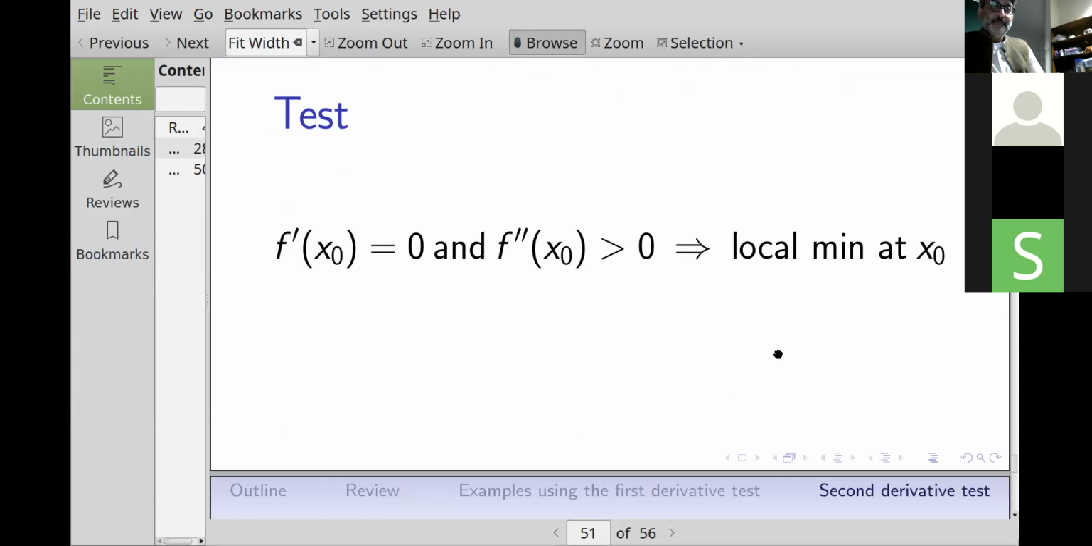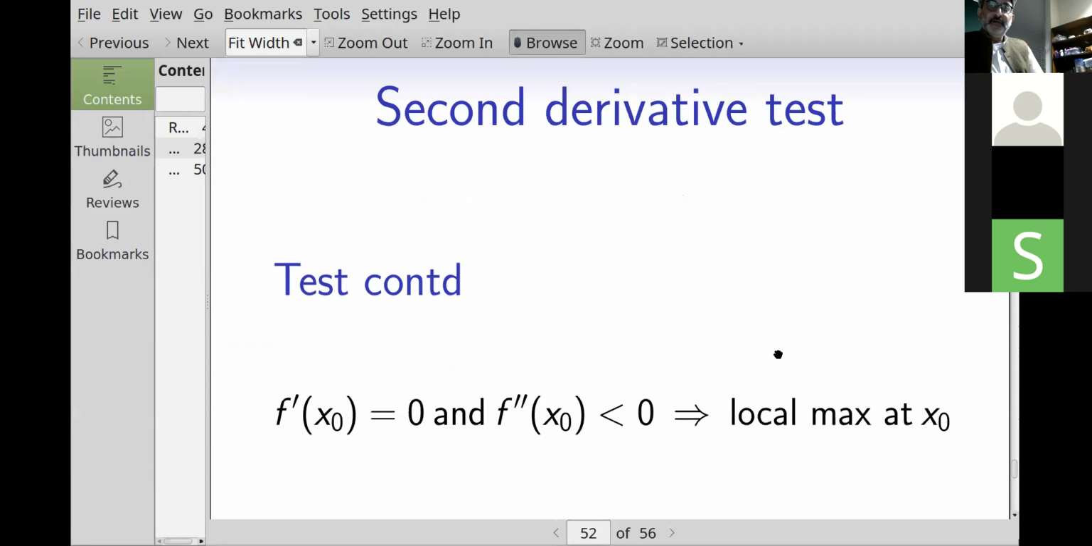On the other hand, if you've got a critical point where the derivative is equal to 0, and the second derivative exists at that critical point and is less than 0, that means you've got a local max at x0.